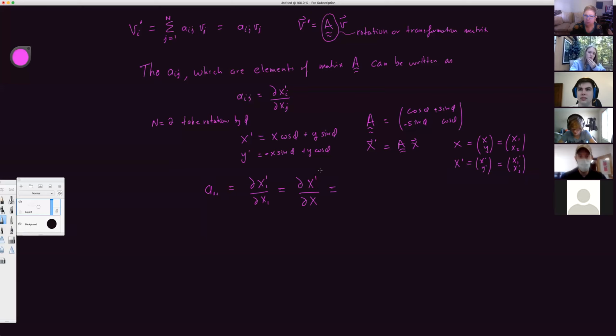Negative sign. No. What is the equation for x prime? Up above where my cursor is right now. What is the equation for x prime? X cosine phi, y sine phi. Right, so what's the partial derivative of x prime with respect to x?